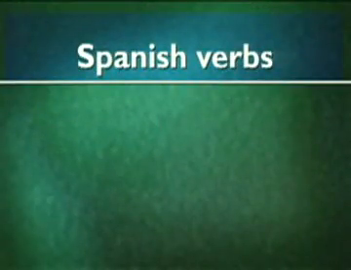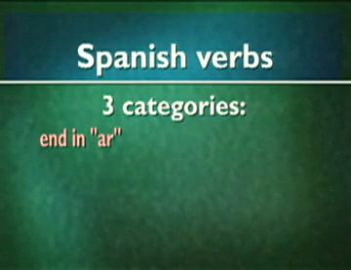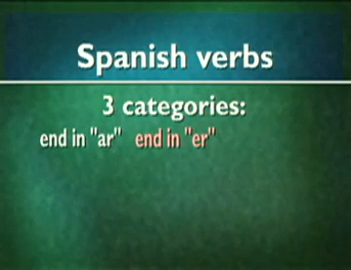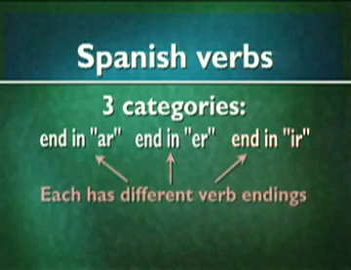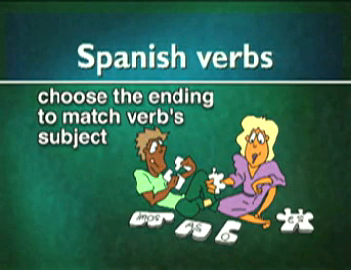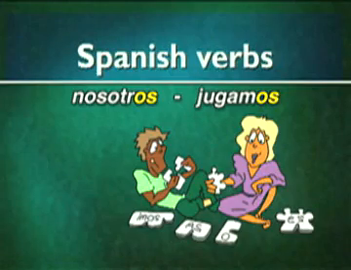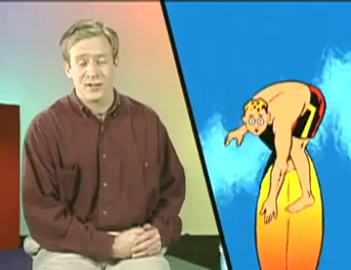Spanish verbs are organized into three categories: those that end in AR, those that end in ER, and those that end in IR. Each verb has different verb endings. You choose which ending you need to match the verb subject. For example, if your subject is nosotros, or we, then you need to use the verb ending that matches nosotros. Hang on. We'll go into all the details in just a minute.